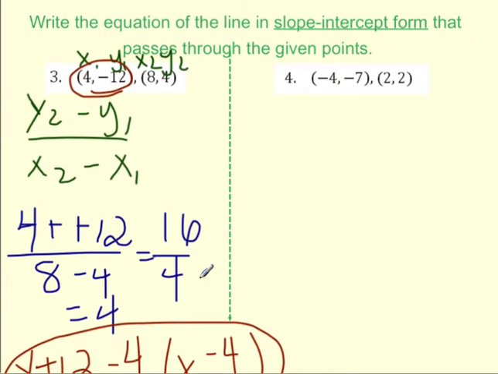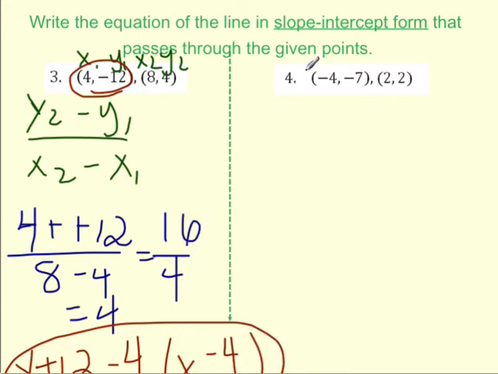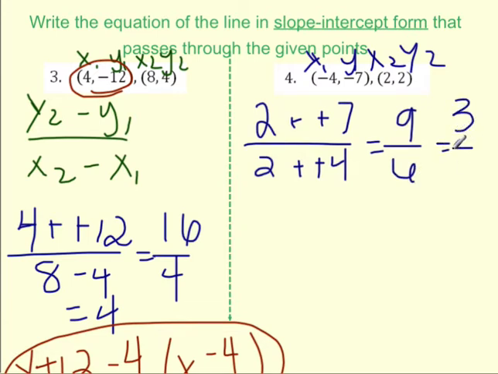Let's go ahead and let's do the slope for number 4. So for number 4, you're going to do y2, so label your points, x1, y1, x2, y2. So you have y2 minus y1 over x2 minus x1. And remember, negative, negative becomes plus, plus. So then that's going to give you 9 over 6. That fraction, they're both divisible by 3, so that's going to reduce to 3/2.